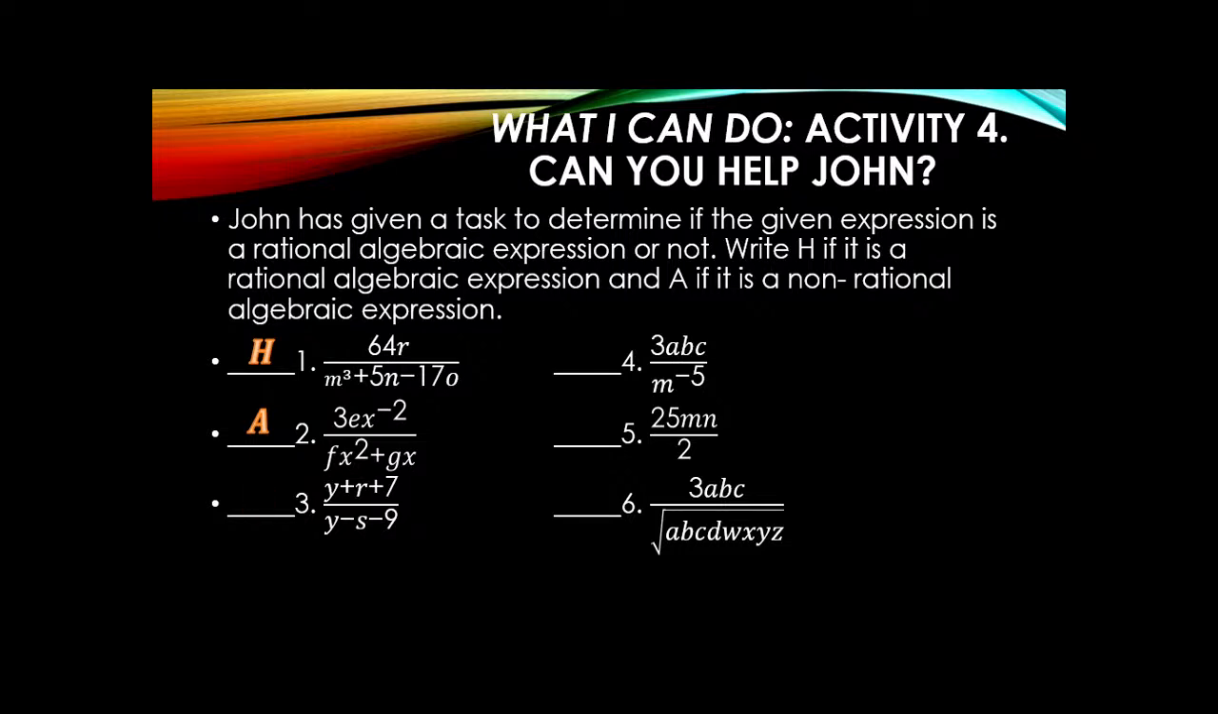Number 3. y plus r plus 7 all over y minus s minus 9. Okay, the answer is H. It is a rational algebraic expression. Okay. Number 4. 3abc all over m raised to the power of negative 5. So, the answer is A. It is not, because the denominator has a negative exponent.